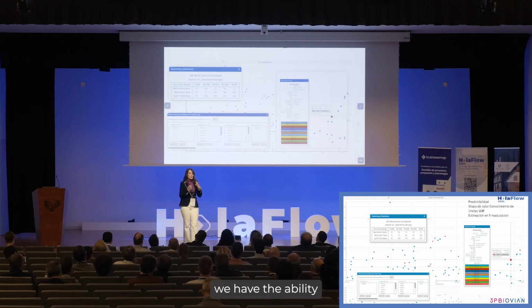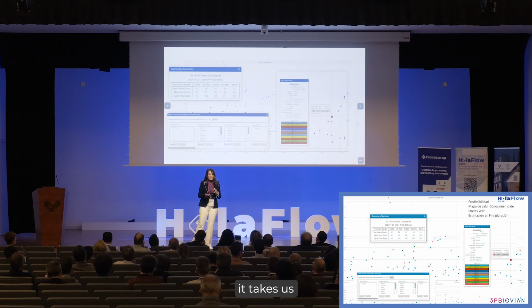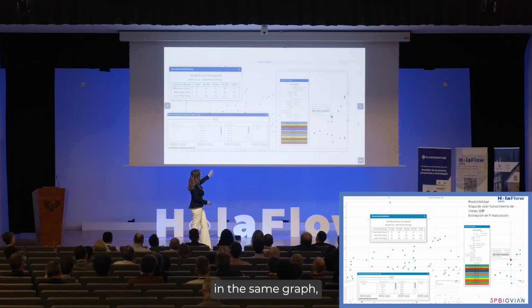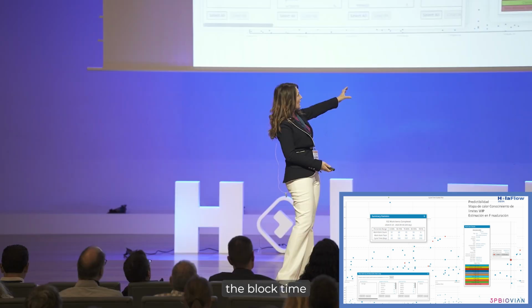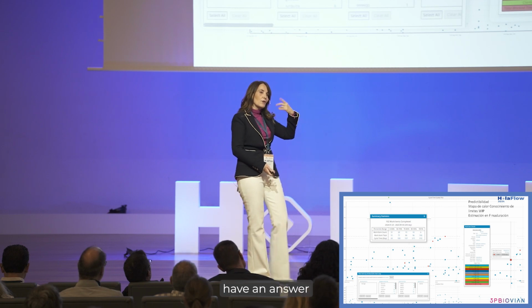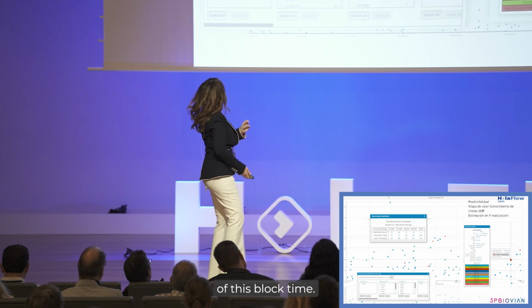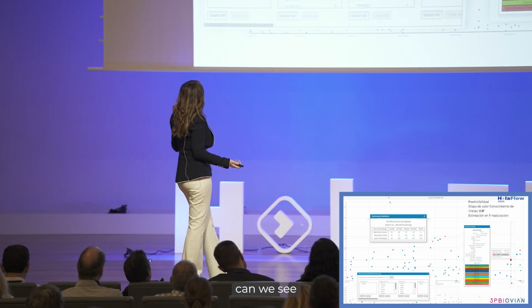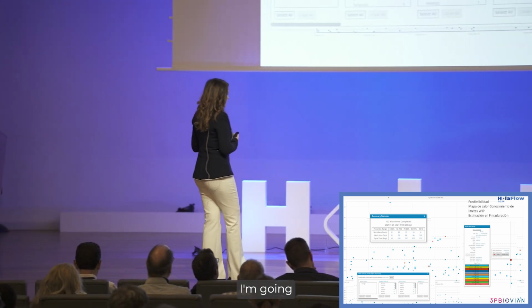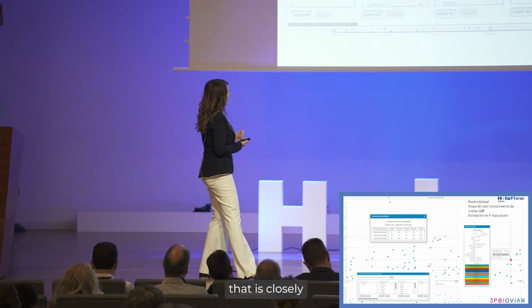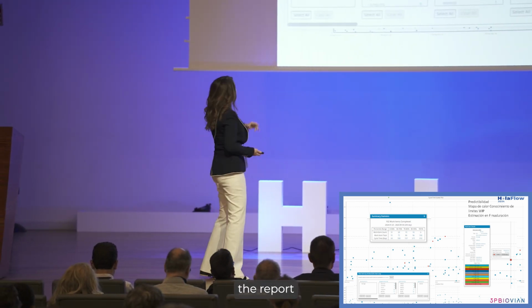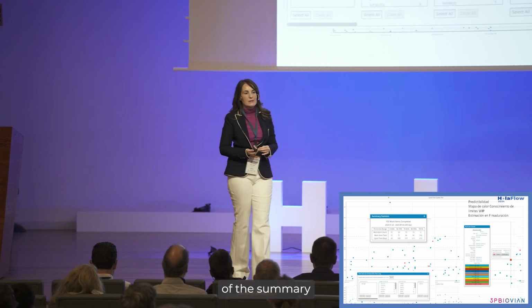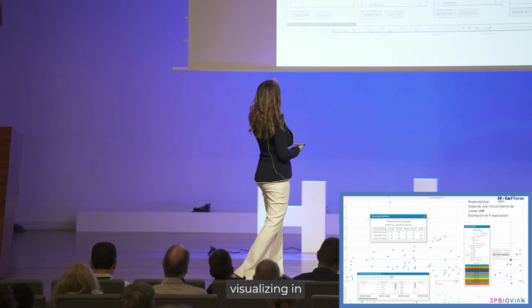So, right now, we have the ability to see the time it takes us to do an activity in normal time, and we can even see if there are crash impacts and see and evaluate in the same graph the block time that has occurred and even have an answer to the cause of this block time. What else can we see in this graph? Well, I'm going to tell you a little story that is closely related to the report we have today of the summary of everything we are visualizing in this graph.